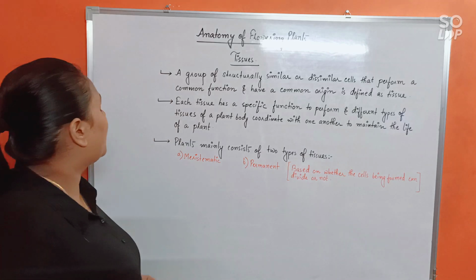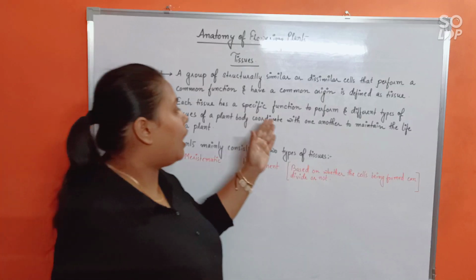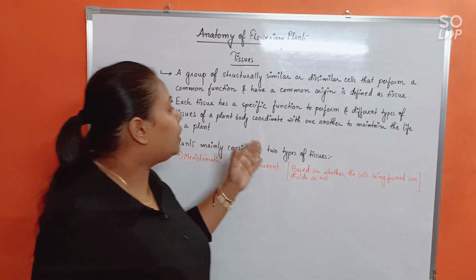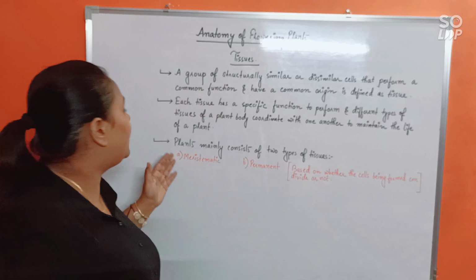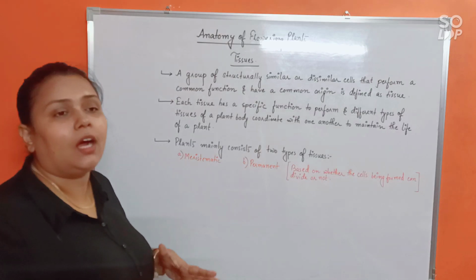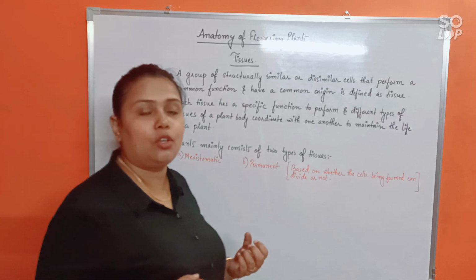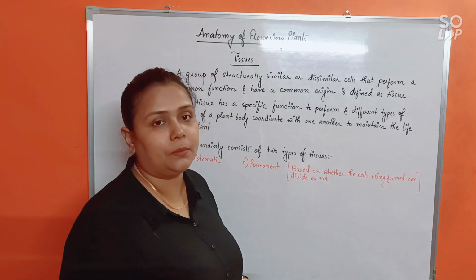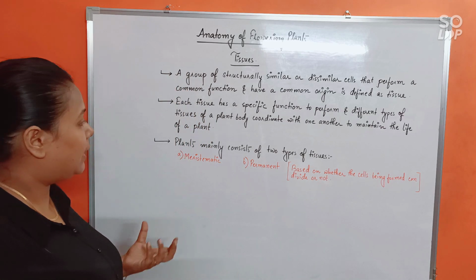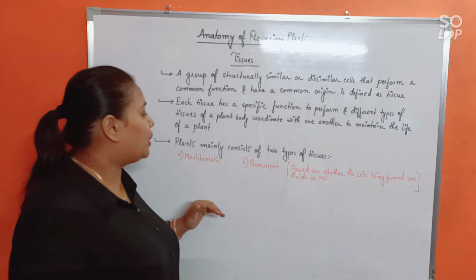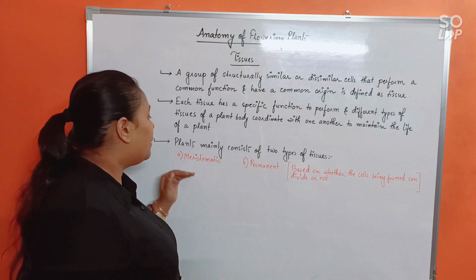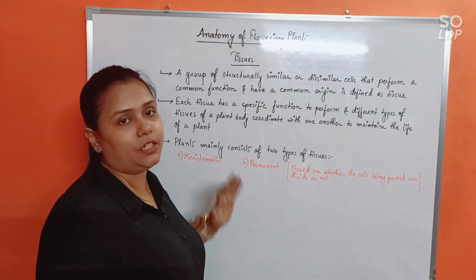Okay. Now, each tissue has a specific function to perform, and different types of tissues of the plant body coordinate with one another to maintain the life of a plant. Understood this? Otherwise, forming a complex organization, or maintaining survival, won't be possible. Next. Now the plant body, the angiosperms or flowering plants that we are discussing, consists mainly of two types of tissues. That is meristematic tissues and permanent tissues.